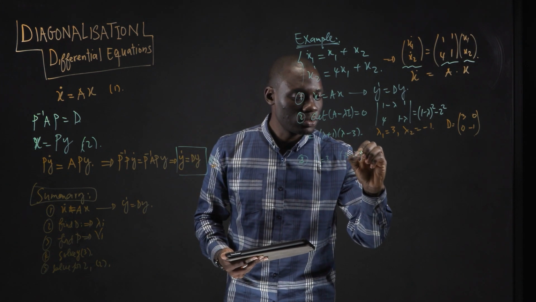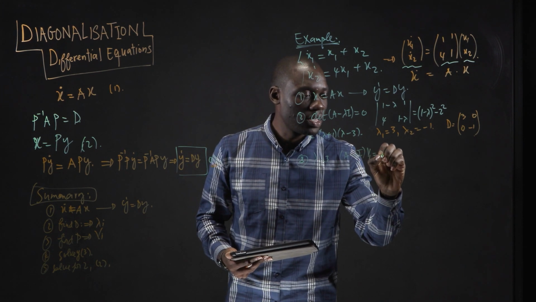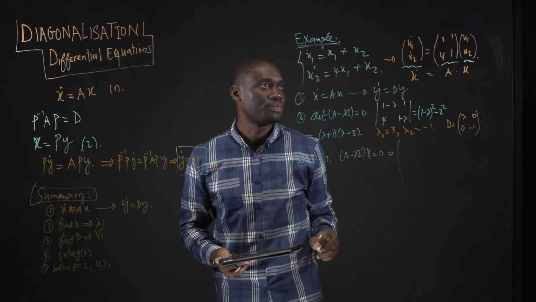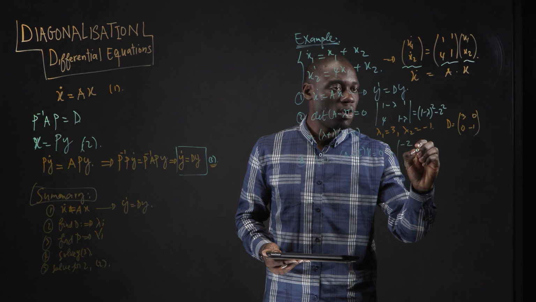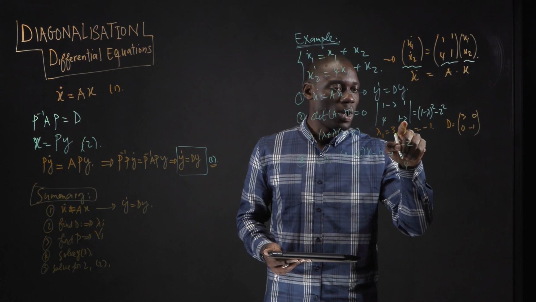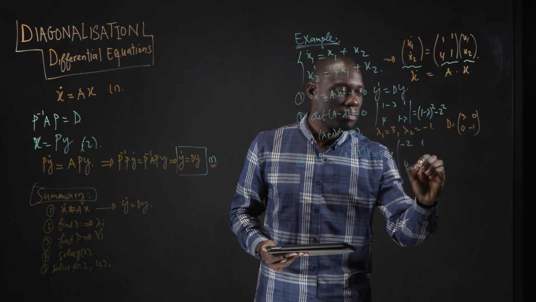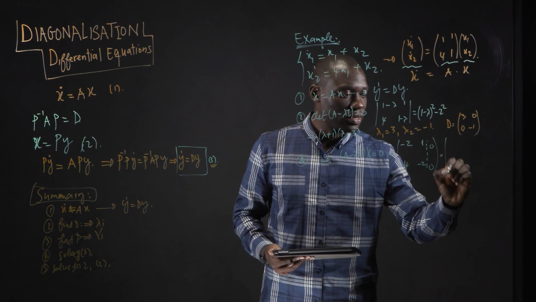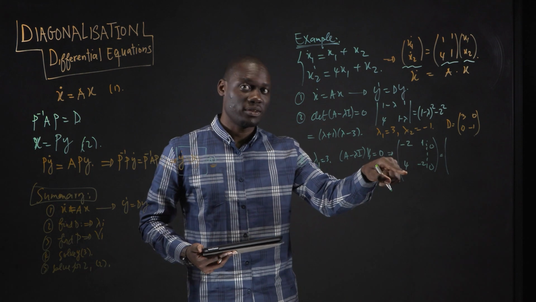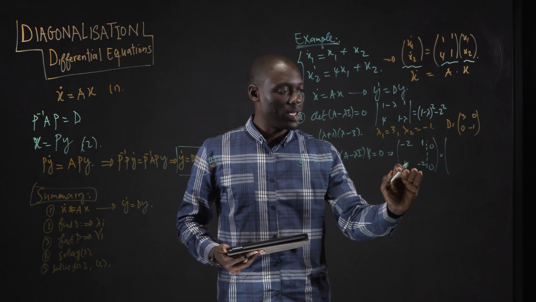Solving the equation (A minus lambda I) v1 equals 0 with lambda equal to 3, I will have minus 2, 4, 1, minus 2, written in a Gauss echelon way. So what can we do here? We can reduce, right? We can apply the Gauss reduction here.